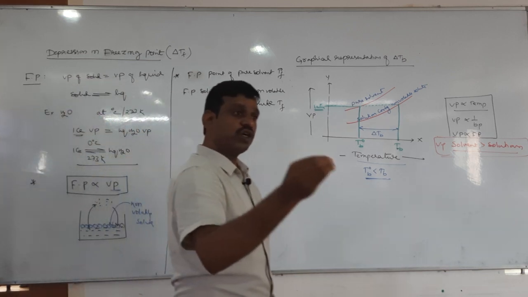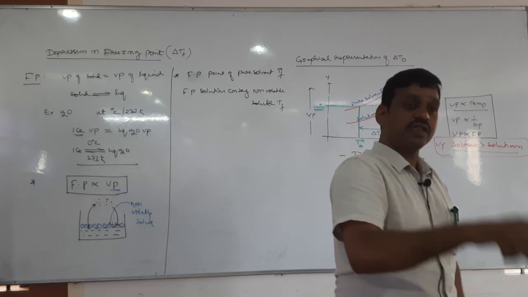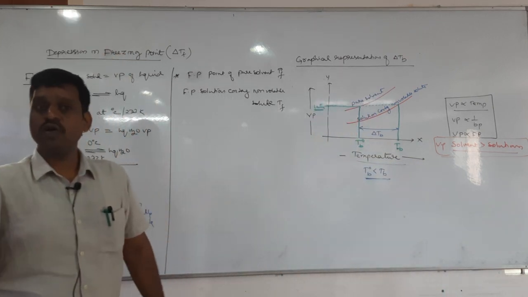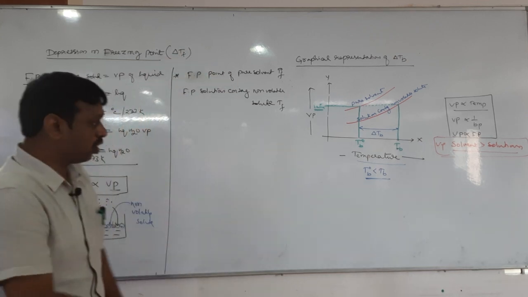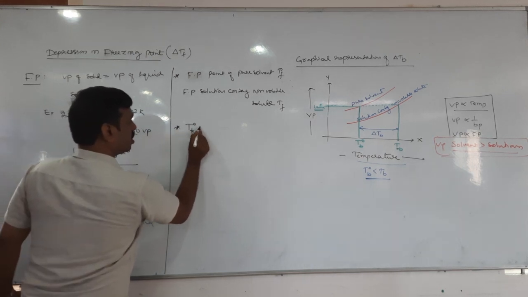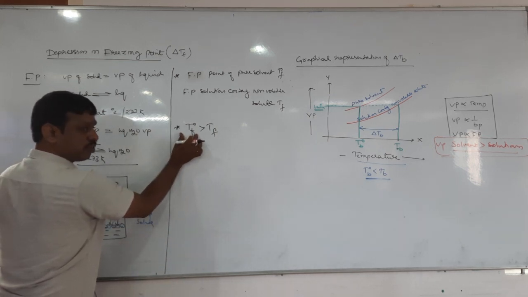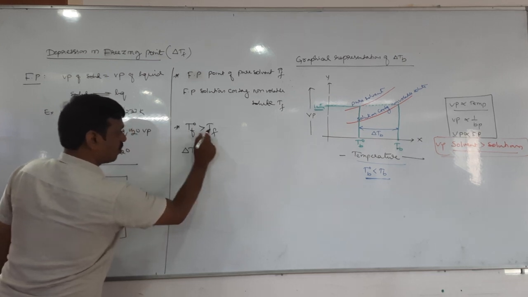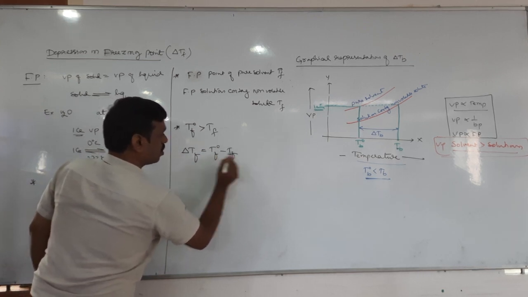Similarly, when a non-volatile solute is added to a pure volatile solvent, the freezing point decreases. That's what is called depression of freezing point. We do not say elevation of freezing point. That is wrong. Depression of freezing point always means it decreases. So the freezing point of pure solvent T0F is always greater than Tf. Since T0F is more and Tf is less, you can take the difference between these two. The difference between T0F and Tf is called delta Tf, which equals T0F minus Tf.